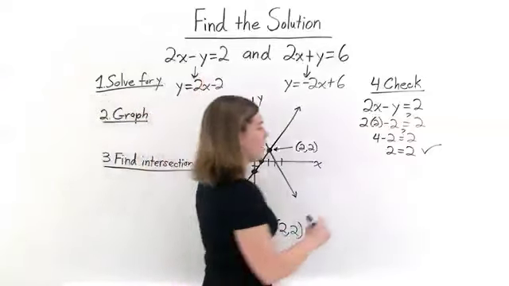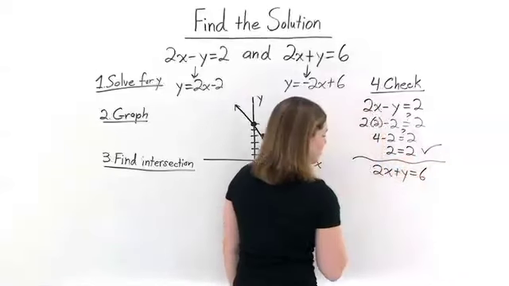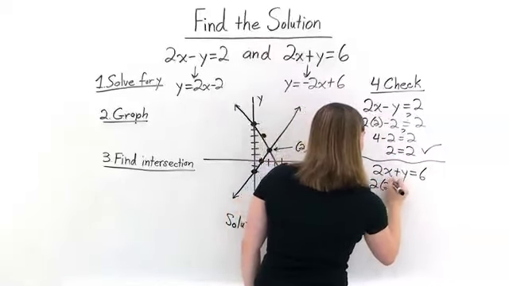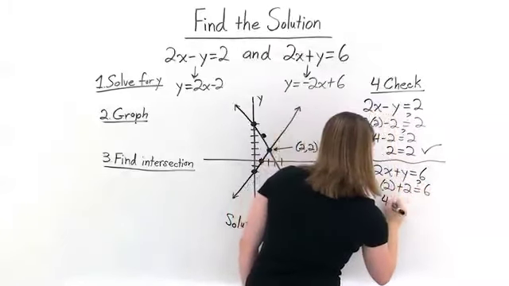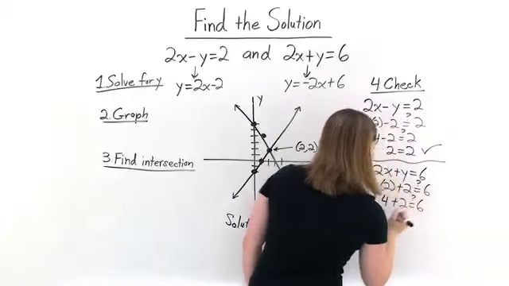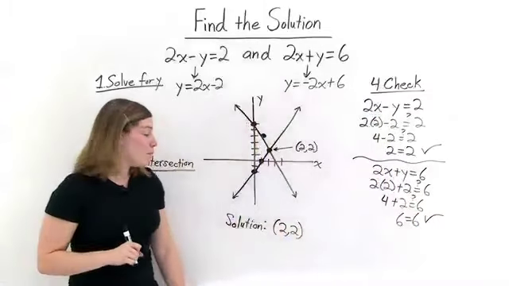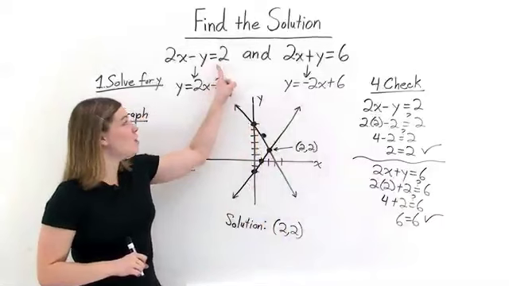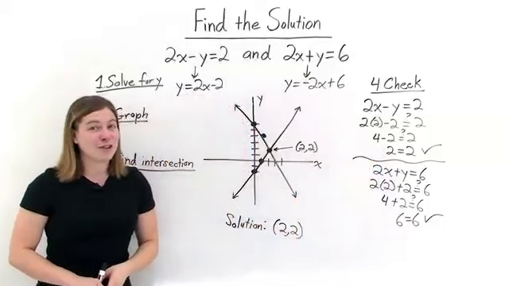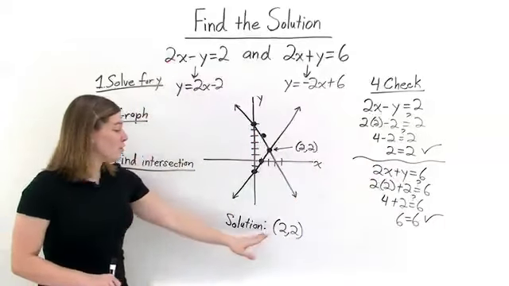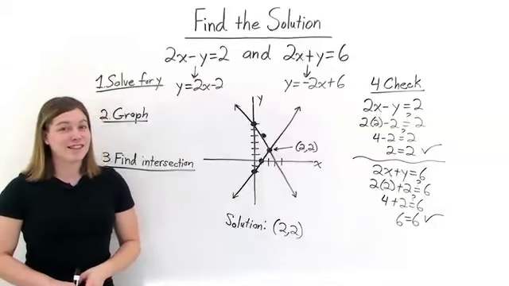Now let's check our second equation. Our second equation was 2x plus y equals 6. Plugging in our ordered pair, we have 2 times 2 plus 2. Does that equal 6? 2 times 2 is 4, and 4 plus 2 is 6. Another true statement. So when we plugged in our solution 2, 2 into each of our original equations, we got a true statement in both cases. That means that we have the solution to this system of equations. The solution is 2, 2. And since we have one solution, the system is considered consistent and independent.